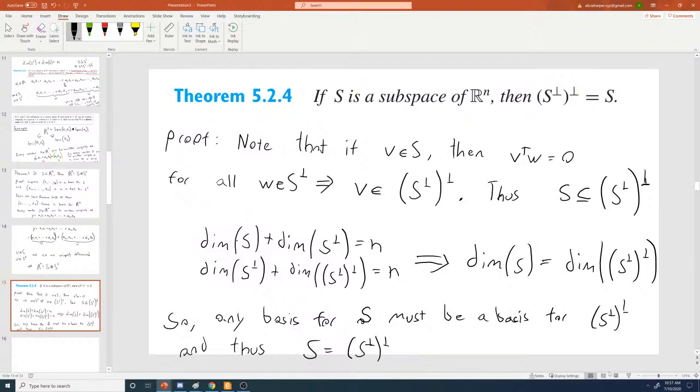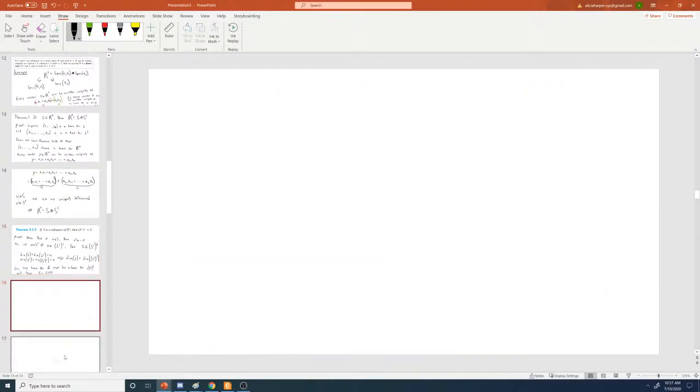So this is kind of an idempotent relation, which is to say, if you start with the space S and you take its orthogonal complement, you'll get a new space. But if you take the orthogonal complement again, you'll get the original space back. So the proof was relatively straightforward. And now we're on towards our last theoretical result.